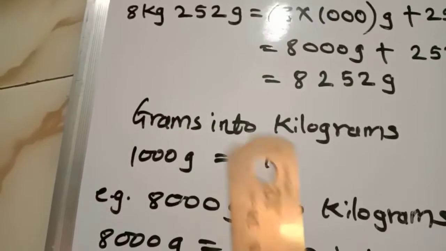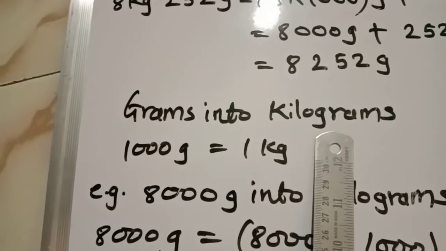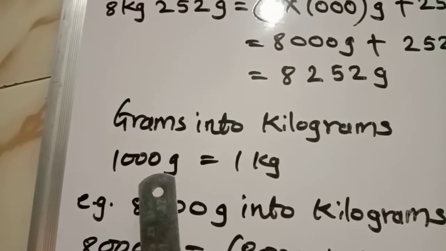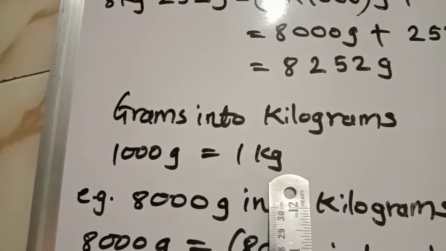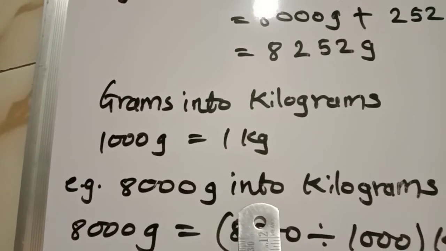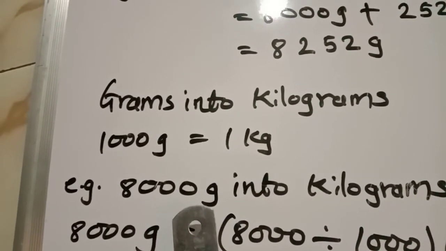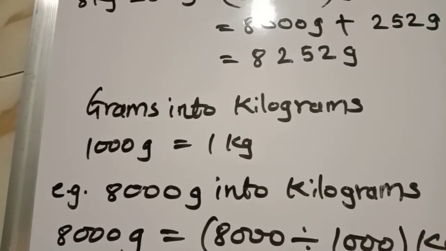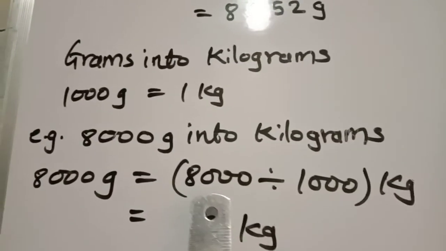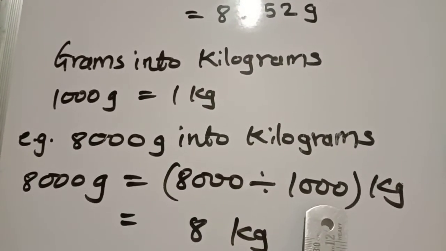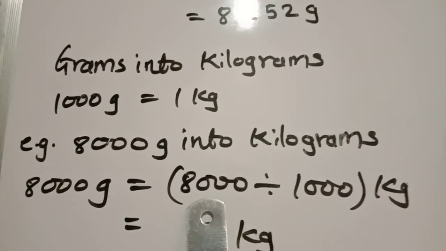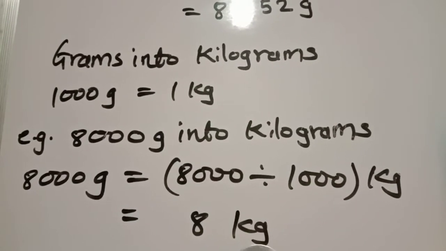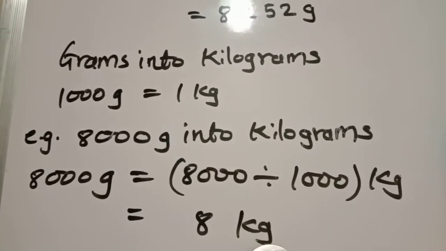Okay, and when you convert gram into kilogram, then you have to divide by 1000. Here 1000 gram is equal to 1 kilogram. Here 8000 gram into kilograms. So you have to convert gram into kilogram, divide by 1000. Here 8000 gram is equal to 8000 divided by 1000, that is kilogram. Then 8000 divided by 1000 is 8 kilogram. So 8000 gram is equal to 8 kilogram.